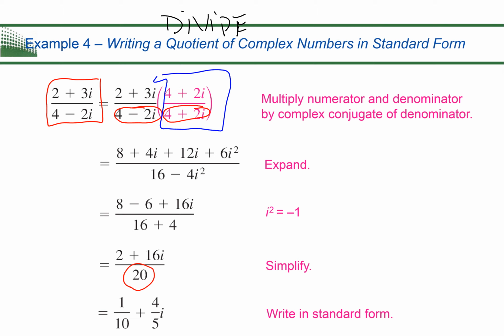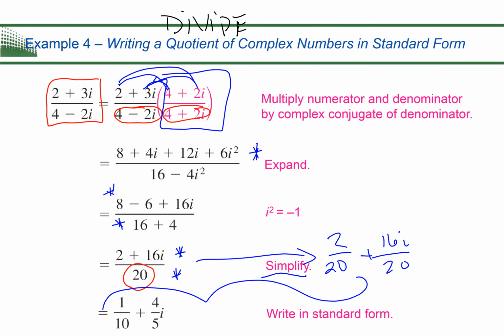So on top, you can see that we FOILed it out to get here. We did 2 times 4, and we did 2 times 2i, 3i times 4, 3i times 2i. On bottom, we FOILed it out. My middle term disappeared. I plugged in for i squared. I combined like terms on top. On top, we end up with 2 plus 16i, and on bottom, we end up with 20. Now, the whole point of that is the fact that I can now simplify this out. I can come over here to the side, and I can say 2 over 20 plus 16i over 20. Reduce my fractions down, and that's how I got this number right here.